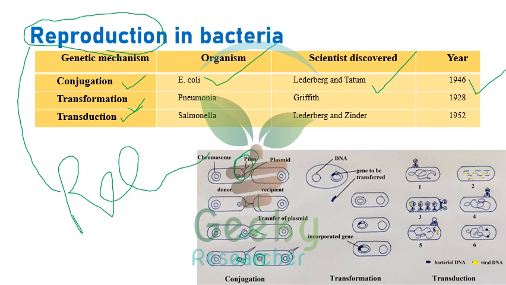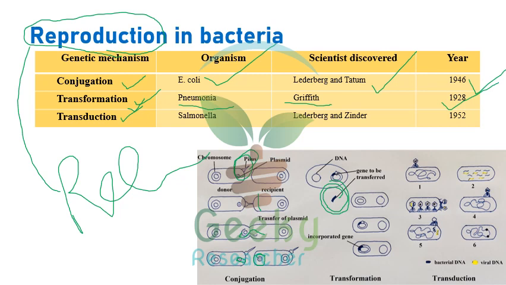When it comes to transformation, the bacteria release genetic material outside, and it can be taken up by special receptors which are present in very few bacteria. Those bacteria have the capability of absorbing DNA that is freely available in the environment. If genetic information is transferred like this, it is called transformation. This technique was first observed in Pneumococcus by Griffith in 1928.